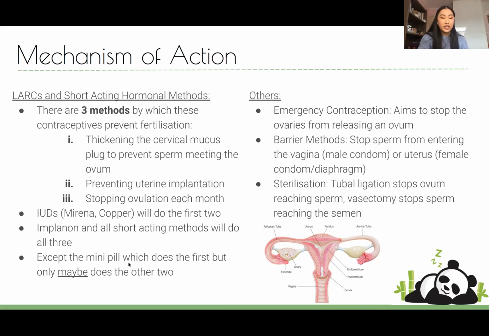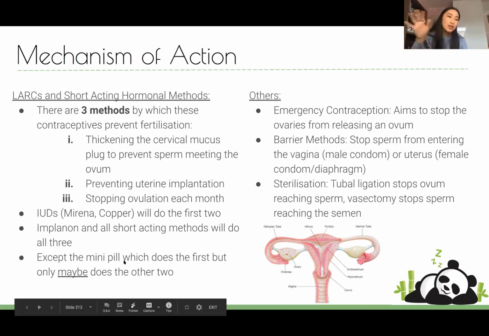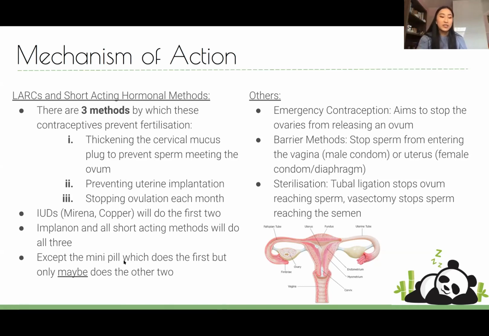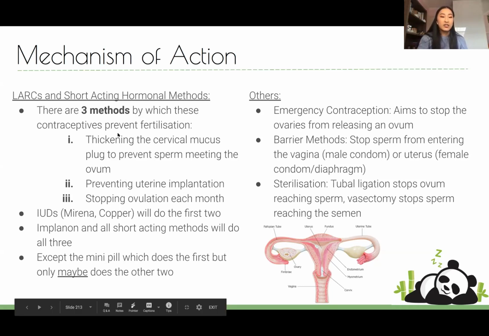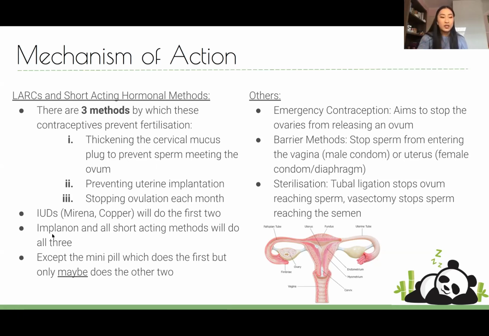The other exception is the mini pill, and I just think that the mini pill, it's mini, not very good, it's kind of flimsy, and so it only does the first one, and then it maybe does the other two. So it's not as good. Whereas your Implanon and the other short-acting methods do all three.